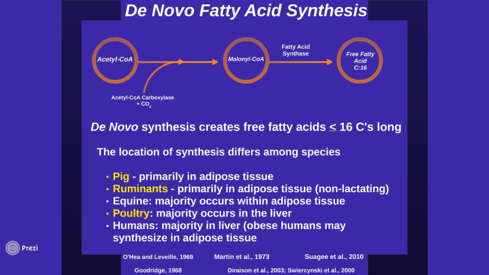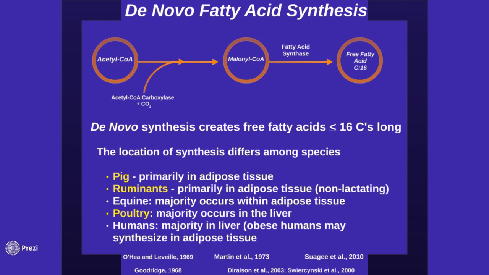However, we'll cover what happens then in the next slide, but the location of this synthesis is going to occur differently in different species. We can see that the pig is similar to ruminants, equine, these well-known larger animals and or meat-producing animals, synthesis occurs primarily in the adipose tissue. However, you and I, along with poultry, true monogastrics, non-ruminants, very little fermentation in the digestive tract, the majority of fatty acid synthesis occurs in the liver.